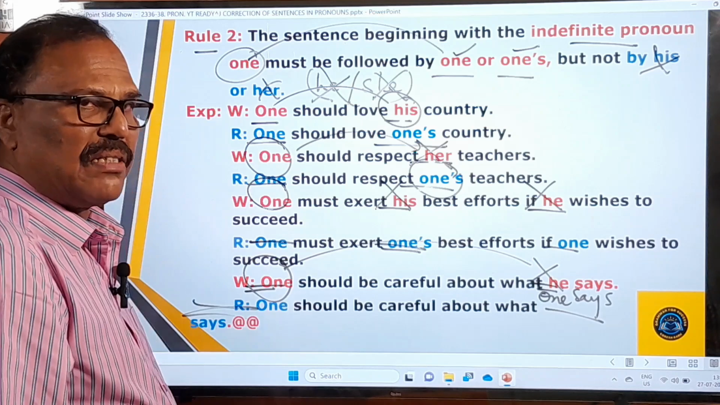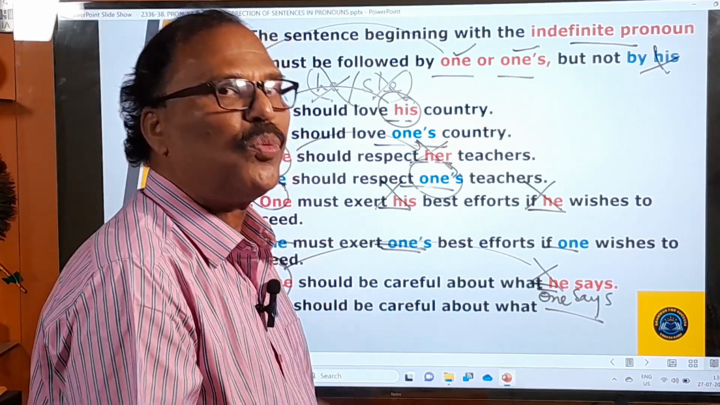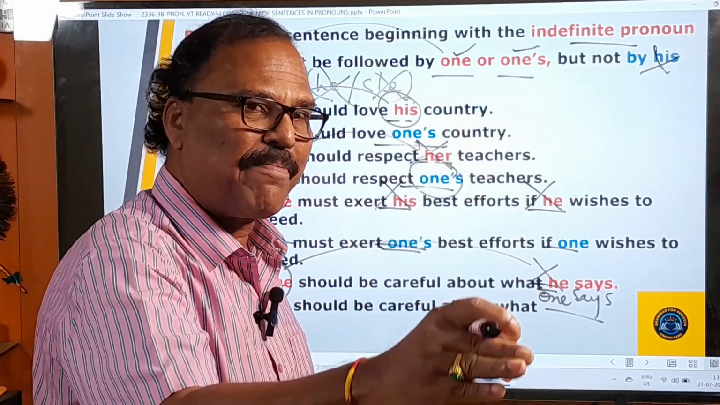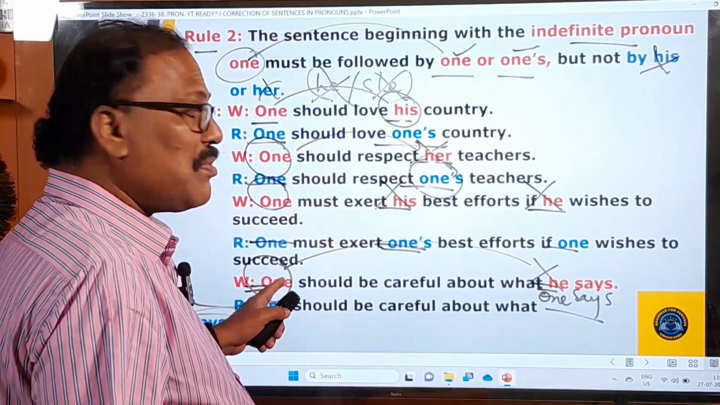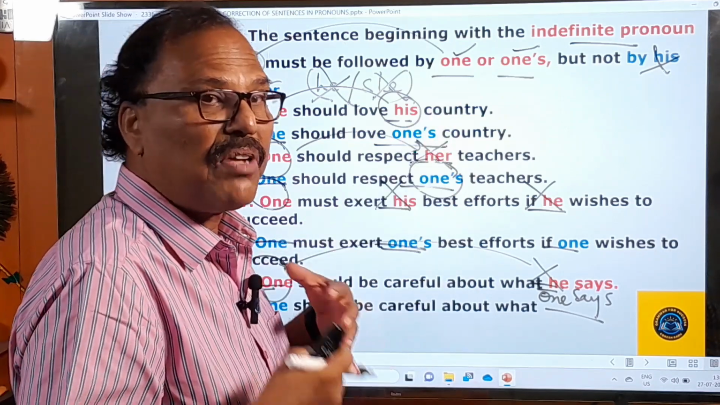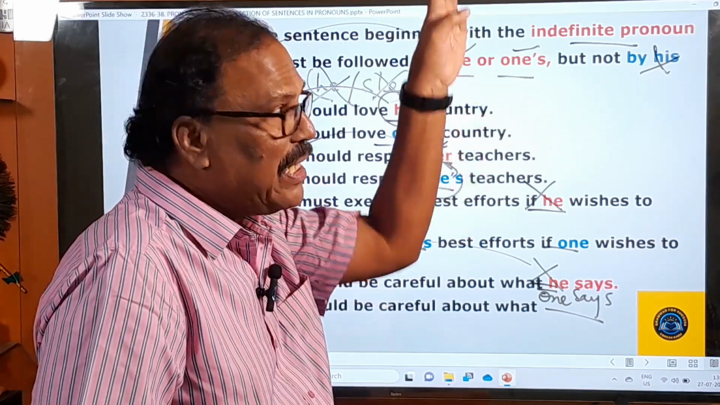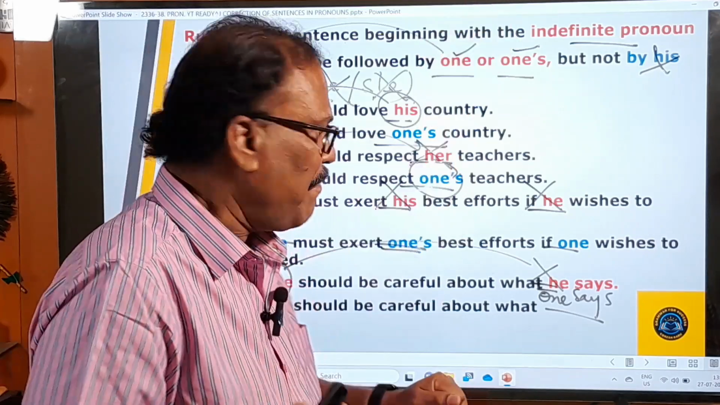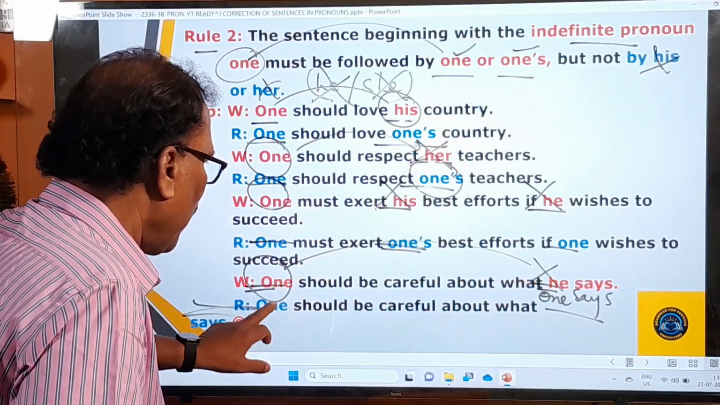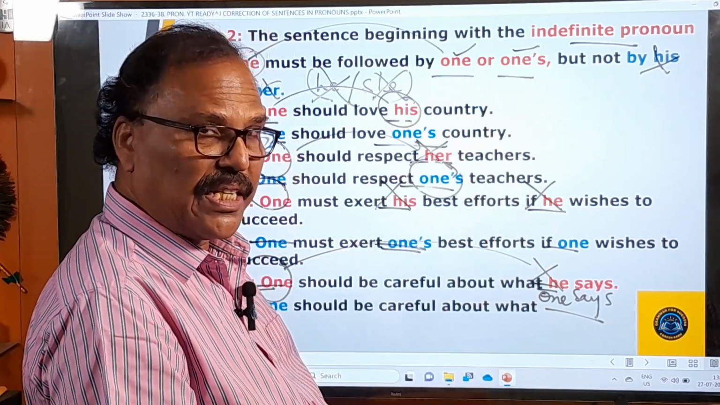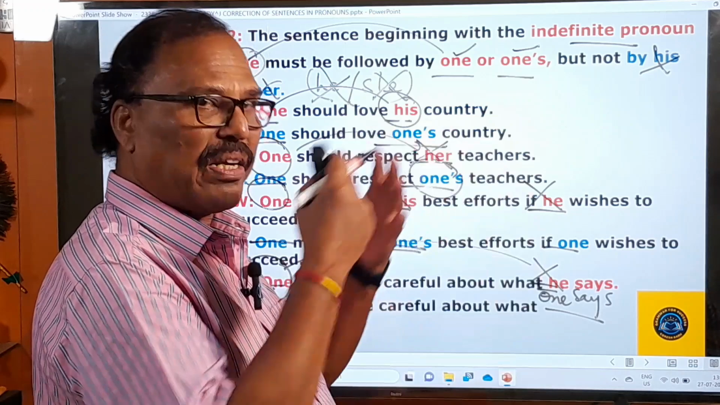Now the sentence means I must be careful about what I say. You must be careful about what you say. But the other version gives another meaning. "One should be careful about what he says" would mean I should be careful about what he says. No. How can I be careful about what he says? That is a meaningless statement. That's why this is the right one: "One should be careful about what one says." That means I should be careful about what I say.